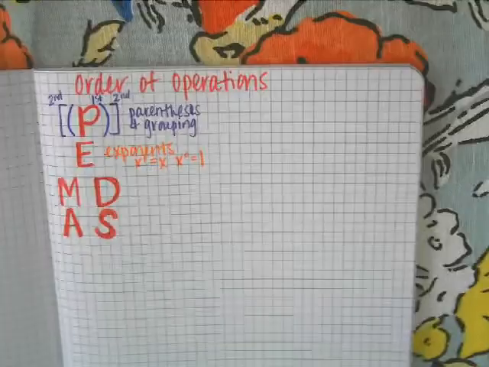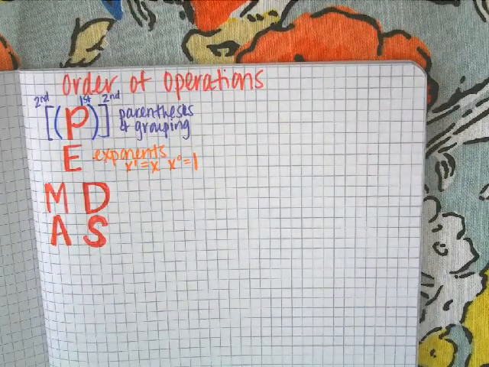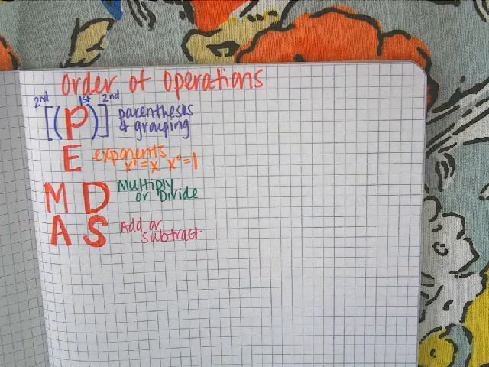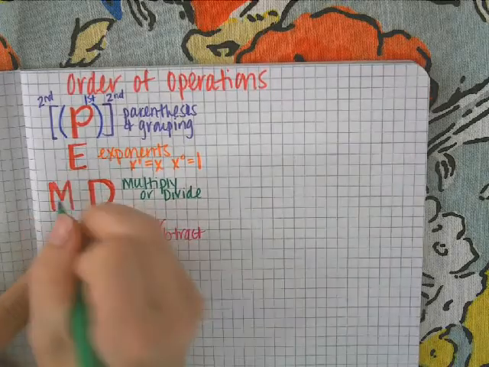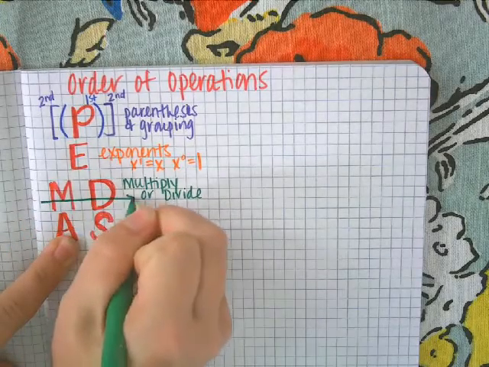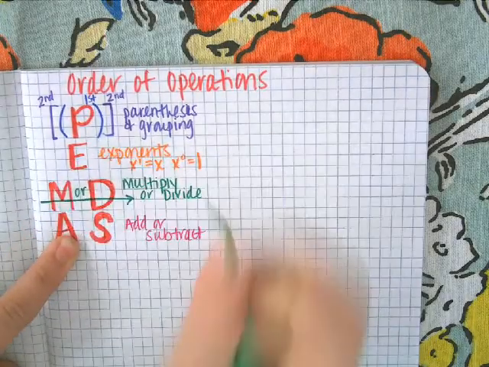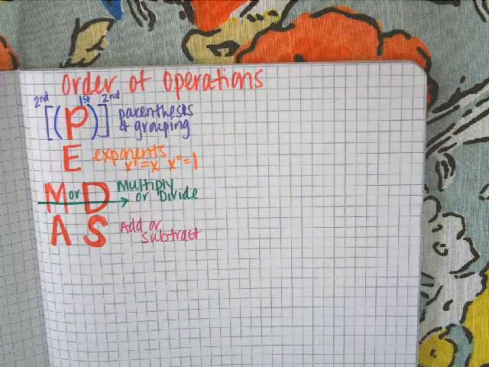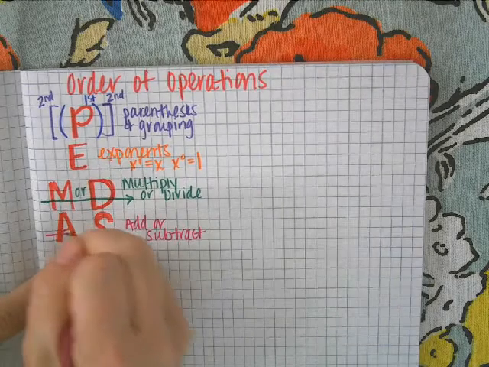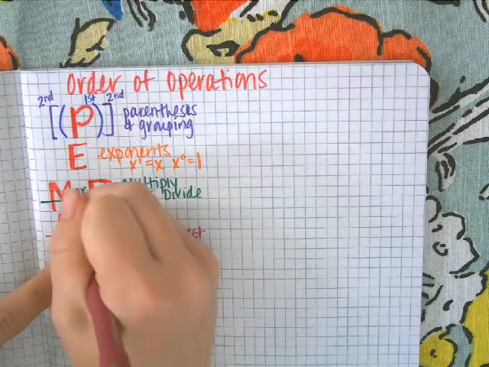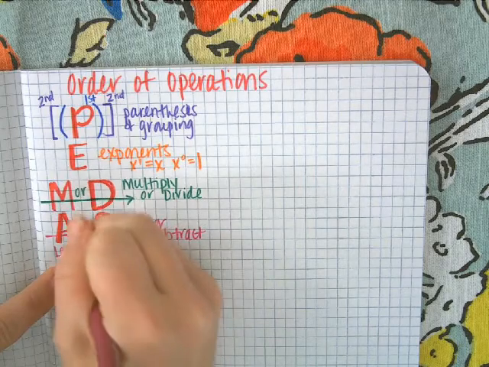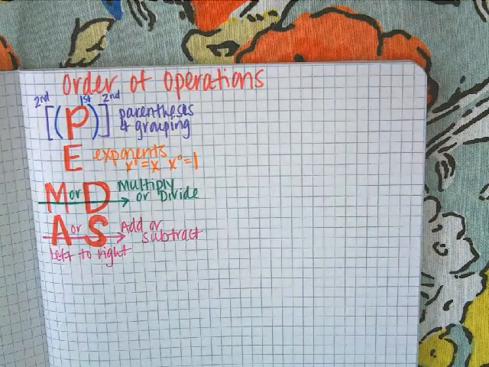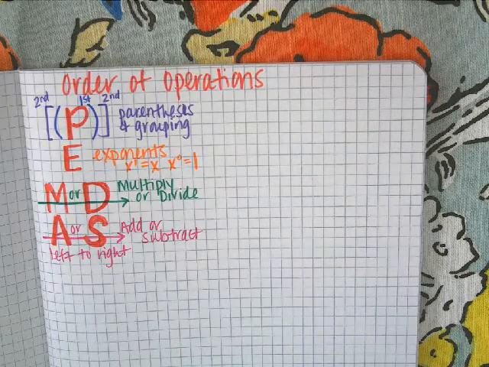The next step that we want to follow is multiplying and dividing. When we multiply or divide, we want to make sure whichever comes first is going to happen from left to right. So we will multiply or divide depending on which comes first, going from left to right. The same thing happens again with the next step where we add or subtract, but it depends on what order happens from left to right. Again, parentheses, exponents, multiply or divide, add or subtract.